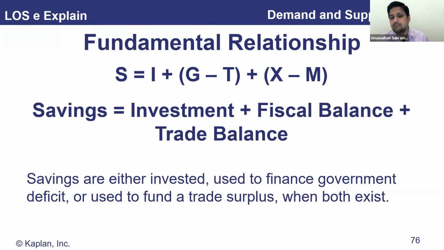Now, with G minus T, you might start to wonder why we call this a fiscal balance, because the fiscal balance is your income minus expenses, not expenses minus income.